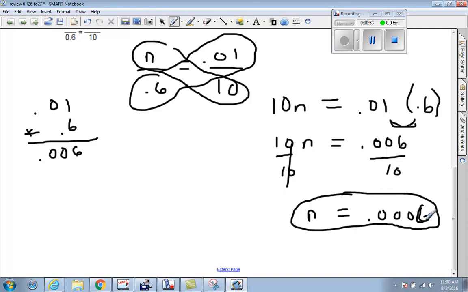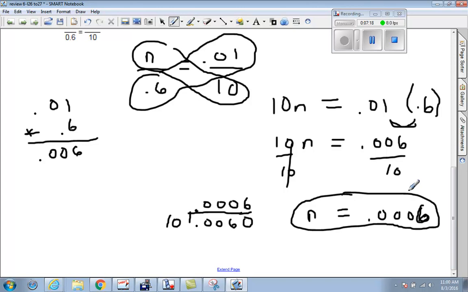If you don't have that memorized, you might want to physically set up that division. So like 10 going into 0.006. And then you'll see why it happens. 10 doesn't go into 0, 10 doesn't go into 0, 10 doesn't go into 6. Aha, but then you put a trailing 0, 10 goes into 60 6 times. So that's why you end up with 0.0006.